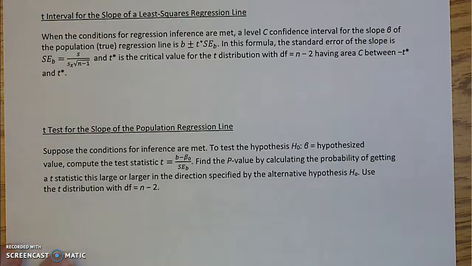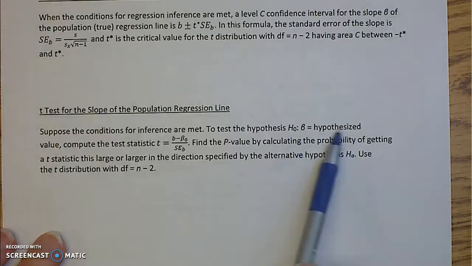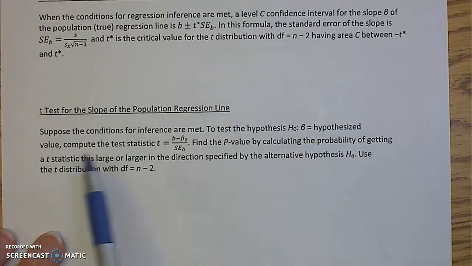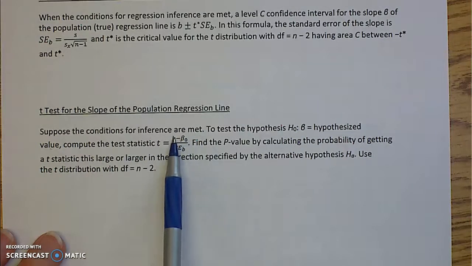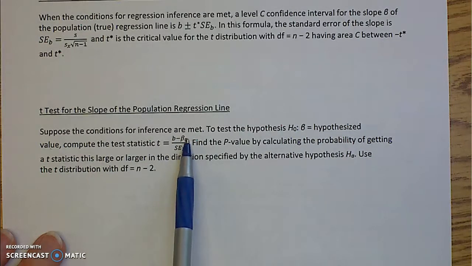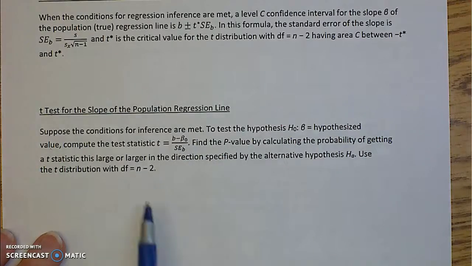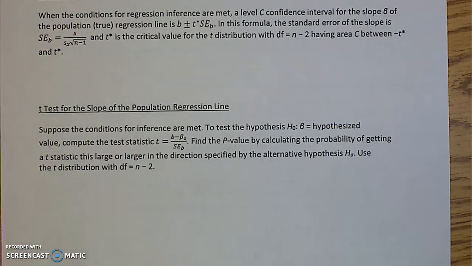Okay? When we're doing our significance testing, we're hypothesizing that our true value, our beta, our true slope, is whatever they're hypothesizing. Computing our test statistic, right? Actual minus predicted over our standard error. Again, degrees of freedom is n minus 2, and we're calculating the t statistic and then using our p-value to come to our conclusion.